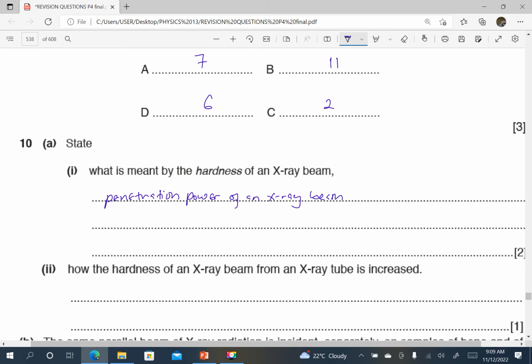Penetration power of an X-ray beam. The greater the hardness, the greater the penetration power. Greater hardness means greater penetration. Of course, that means high frequency.